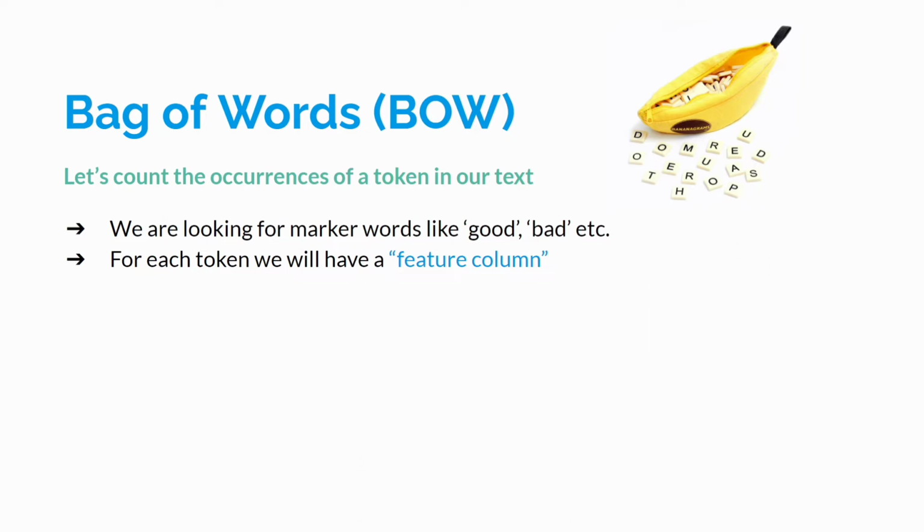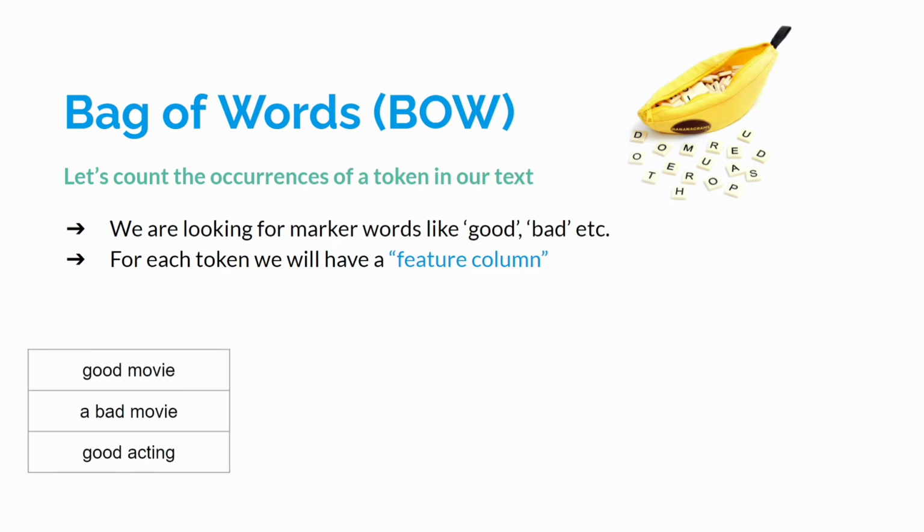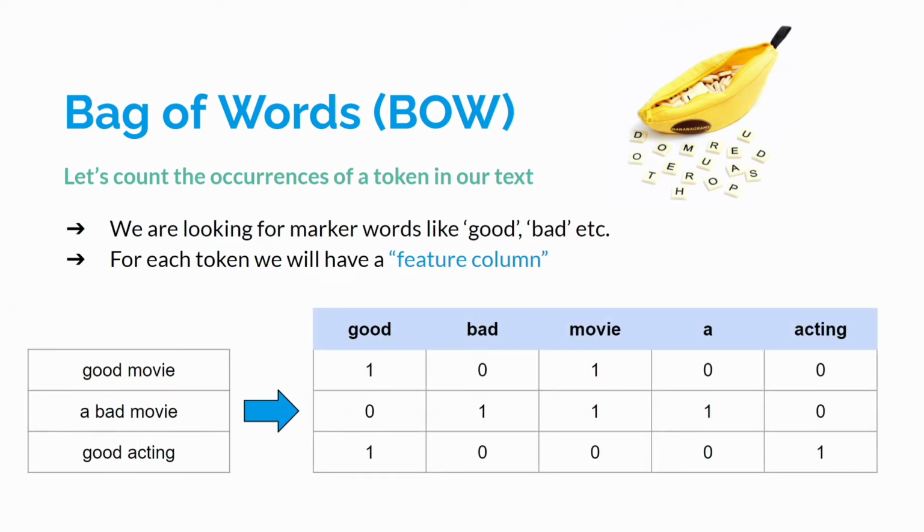So let's look at 3 reviews. We have 3 reviews: good movie, a bad movie, and good acting. So these are just simple reviews to look at how we segregate them into different columns for our bag of words model. When we separate them, we get this table where each word is a feature column, and we get a feature vector where we count the occurrence of each word in the given review. For example, in good movie, 1 is populated in the words good and movie, and 0 is populated everywhere else.